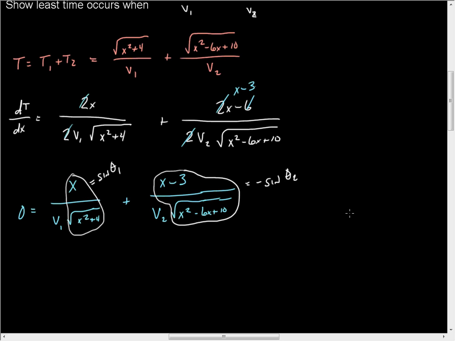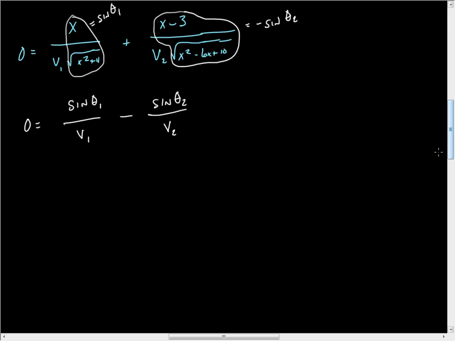So 0 is equal to sine theta 1 over v1 minus sine theta 2 over v2. And that's where you get, if you solve by putting one on one side and one on the other, sine of theta 1 over v1 is equal to sine of theta 2 over v2.